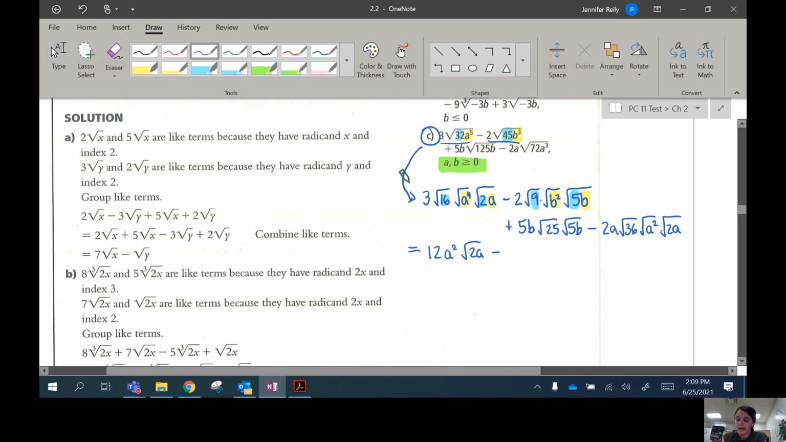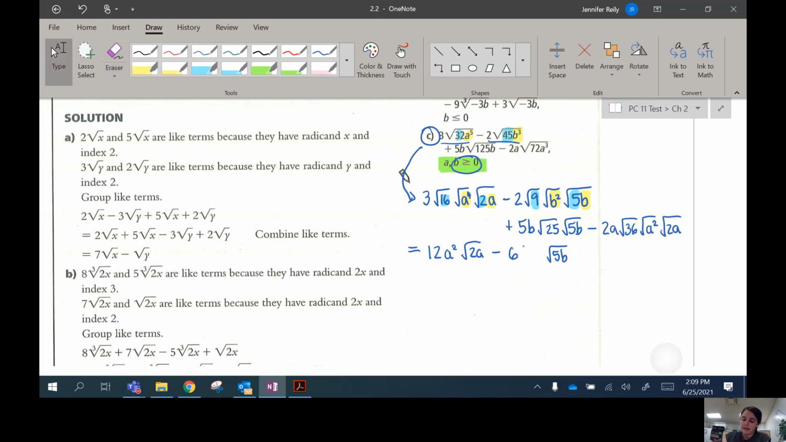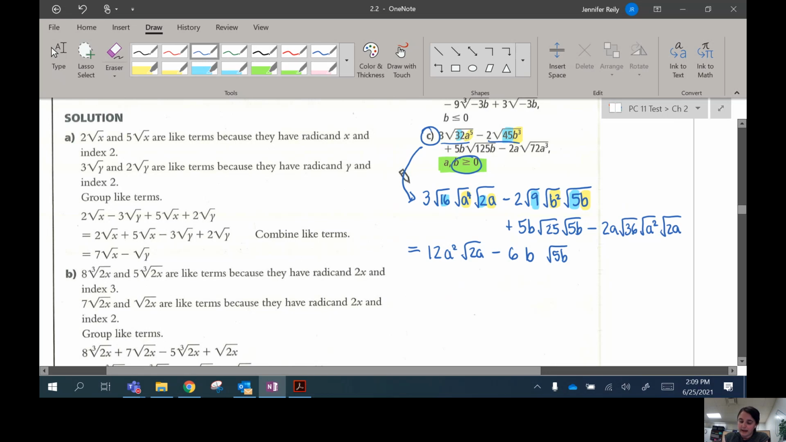2 times square root of 9, that's 6. Square root of b squared, we have to be careful here. It's the absolute value of b. It has to be a positive number. Oh, actually, that's redundant anyways, because they've already told me b is positive. So I actually don't need this absolute value. I can just write 6b. And then underneath, I'm just going to squeeze this all in one line. So 6b square root of 5b. And then the next one, 5, I'll have 25b square root of 5b.